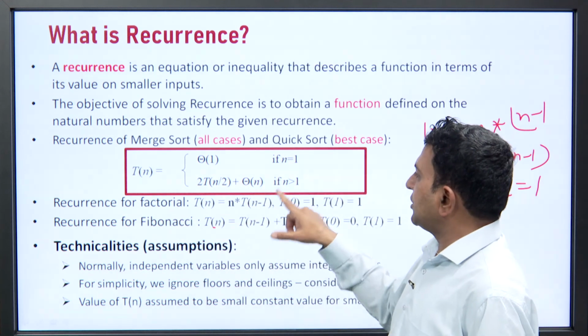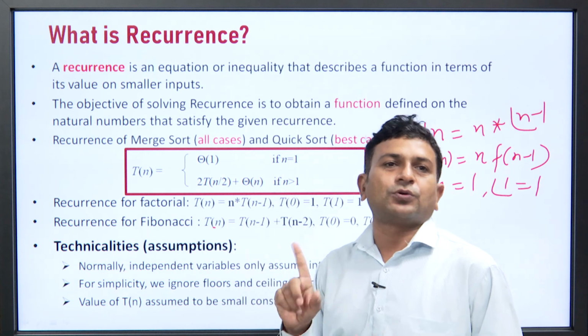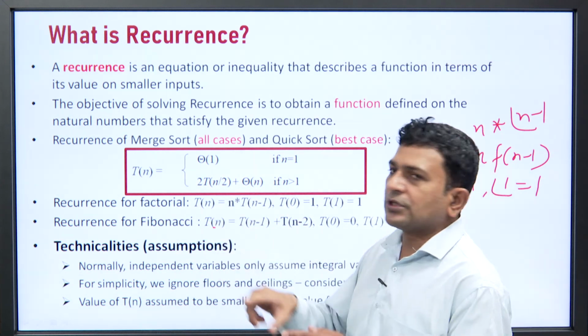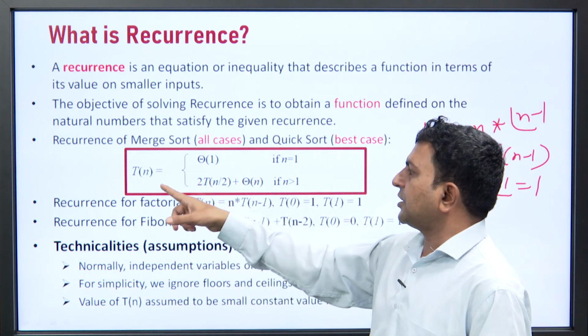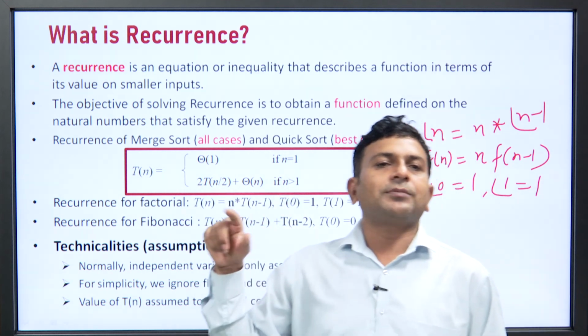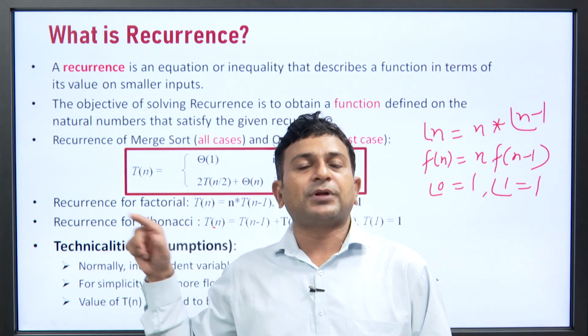Now, the quick sort: this case resembles the base case only. And if we talk about other cases like the average case, here the recurrence will be t of n is equal to t of n by 10 plus t of 9n by 10 plus theta of n.